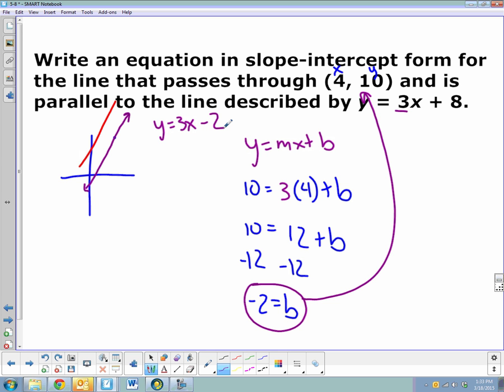So if it's parallel, it has the same slope, so I use the exact same slope again, and I use that point (4, 10) and plug that into the equation to figure out my new y-intercept. Or, of course, you could use the point-slope form, and you'd have y minus 10 equals 3 times (x minus 4). You'd end up with the exact same result of y equals 3x minus 2.